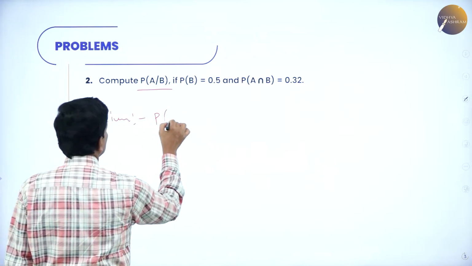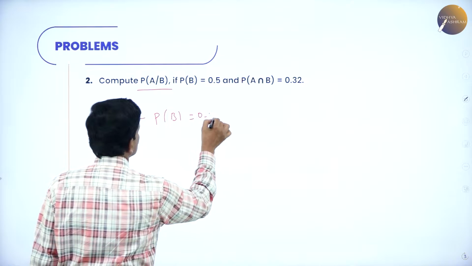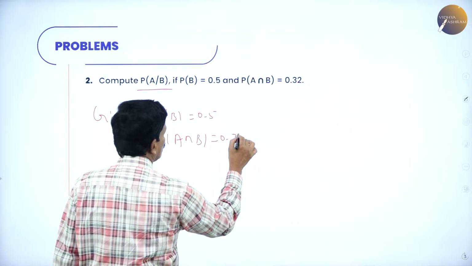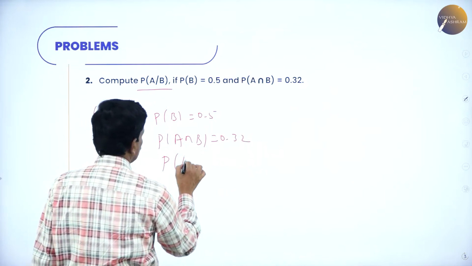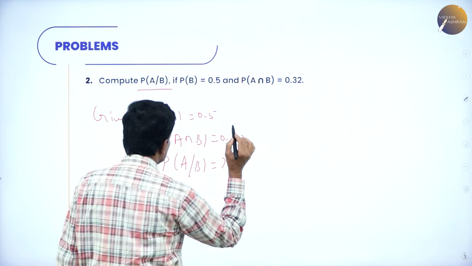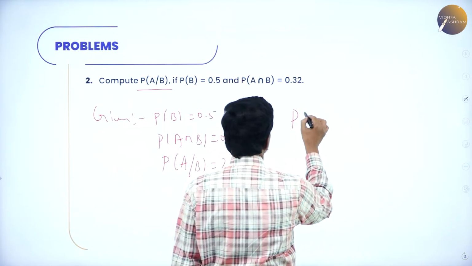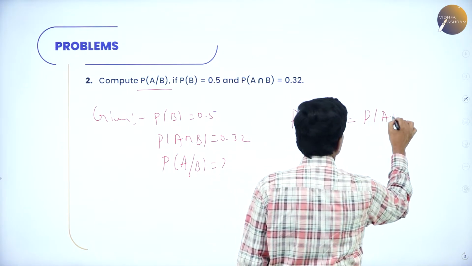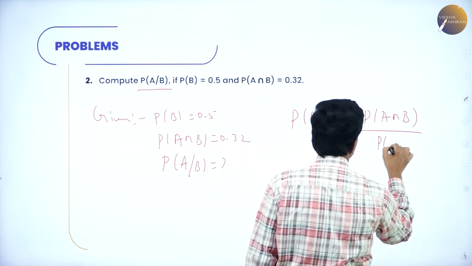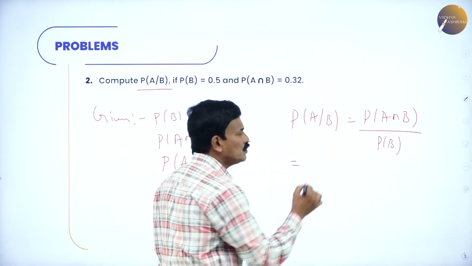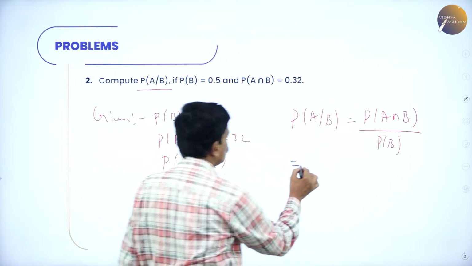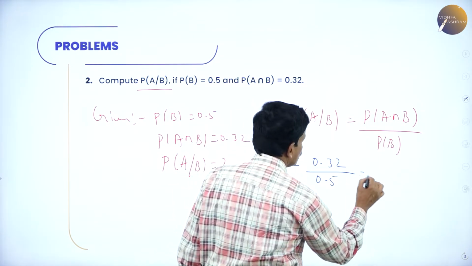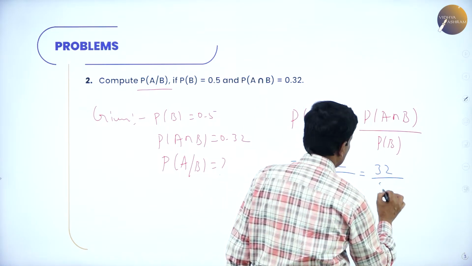Given that the probability of B is equal to 0.5 and the probability of A intersection B is equal to 0.32, what is required is to find the probability of A by B. Now we know the probability of A by B is always equal to the probability of A intersection B divided by the probability of B. This is 0.32 divided by 0.5, which can be written as 32 divided by 50.